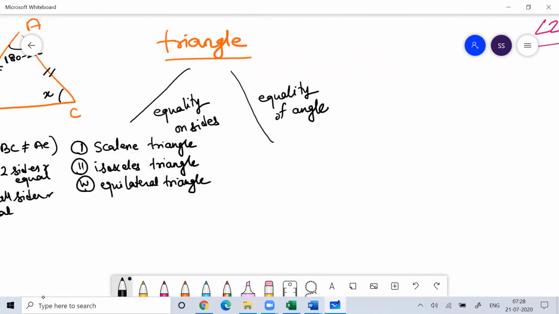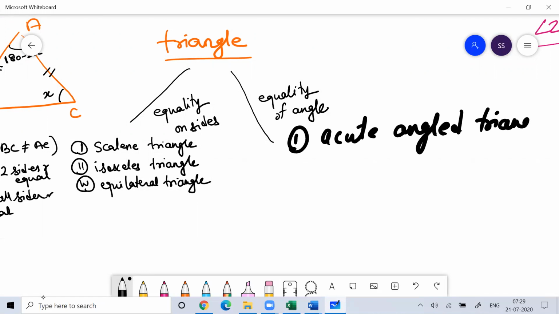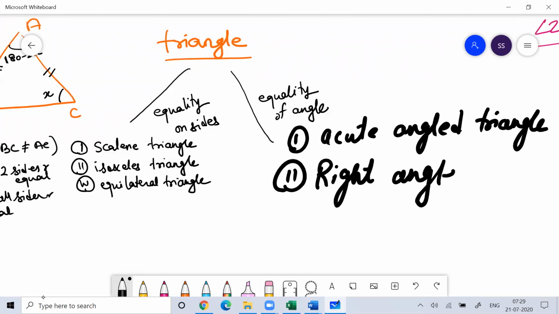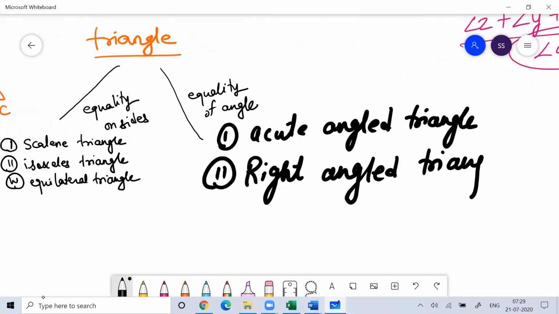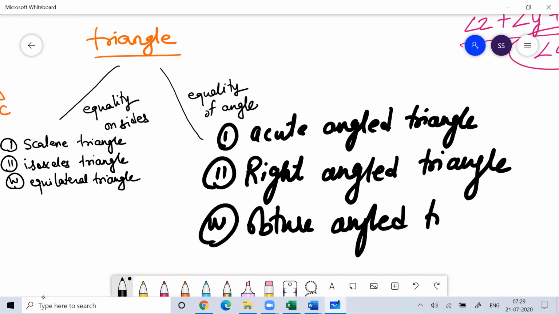Now, on the basis of angles, a triangle can be an acute angle triangle, a right angle triangle, or an obtuse angle triangle.